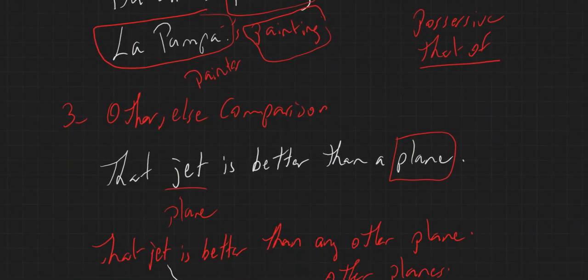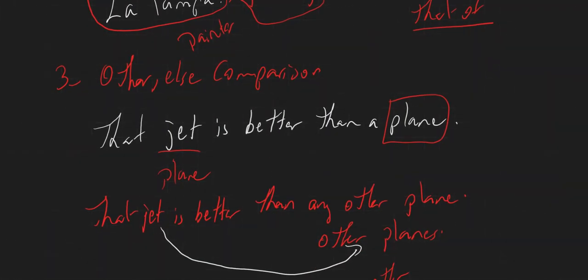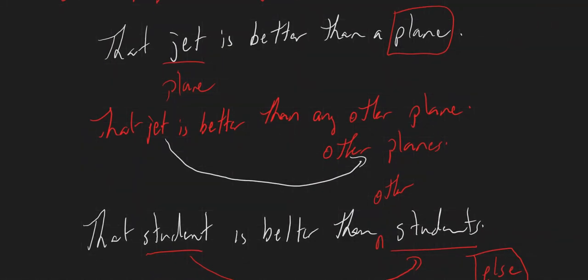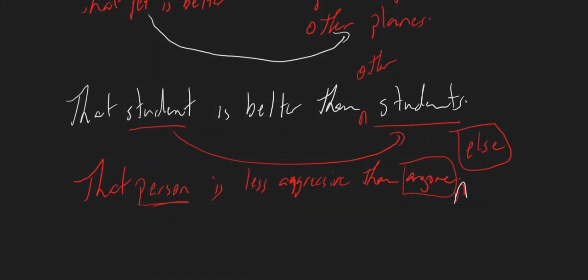And the last error, other or else comparison or sameness comparison, is when you compare a thing with itself or a person with himself included in that category. So here the problem is that the jet is better than the plane, but we know the jet is a plane, so I need to exclude the jet from the other planes. Therefore I can restate that the jet is better than any other plane, or the jet is better than other planes. Similarly, we can exclude the student from other students by saying the student is better than other students, or the person is less aggressive than anyone else. So by adding other or else, we avoid comparing the person to himself.